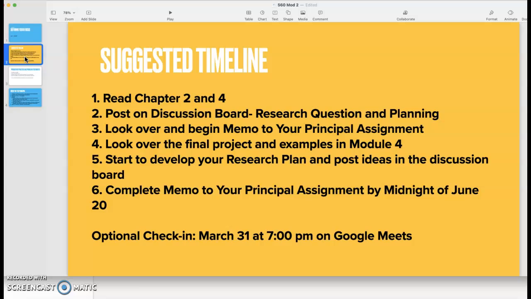So let's take a second to look at the timeline for this module. First of all, take some time to read Chapter 2 and Chapter 4. Chapter 2 talks to you about how do we pick a research topic and how do we generate research questions. Chapter 2 is really going to help you with the assignment for this module, and the discussion boards. So I'd take some time to read those first, particularly Chapter 2, before you start anything else.